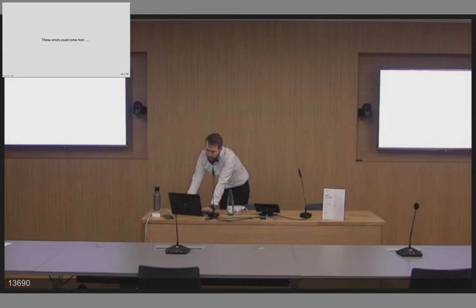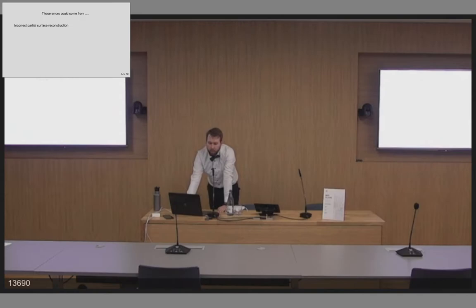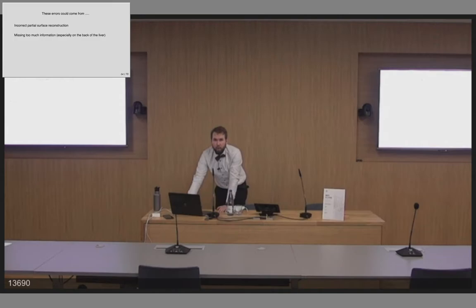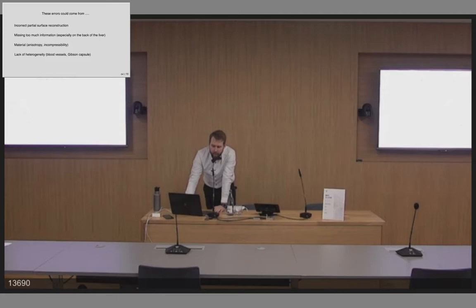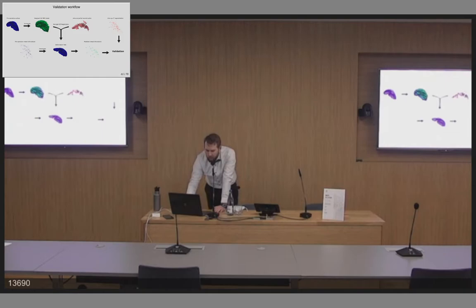So these errors could come from different things. First, incorrect partial surface reconstructions, right? It could be missing too much information, so boundary conditions on the back of the liver. It could be the simulated material, so anisotropy or incompressibility. It could also be the lack of heterogeneity, modeling the vessels or the Glisson capsule. So at least to try to remove the first two from the equation, we redid our validation workflow, but this time, instead of the intra-op partial reconstruction, we use directly the intra-op CT scan.